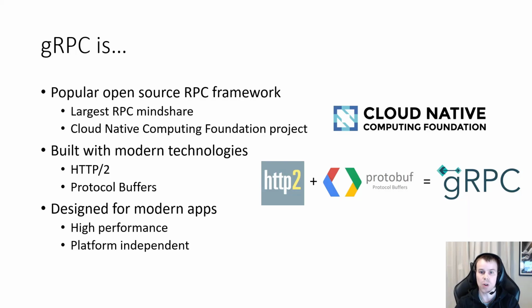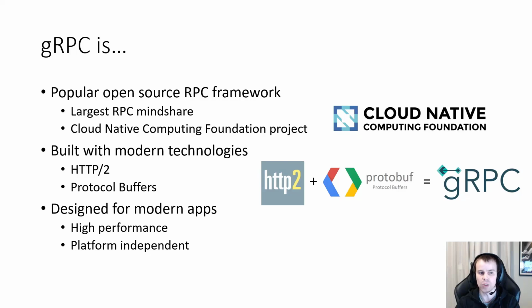gRPC is designed for modern applications, particularly microservices. It's very high performance. HTTP2 includes a number of performance benefits over HTTP1, and Protobuf is a binary serialization technology. It produces very small messages, and message payloads sent between your clients and your servers should be much smaller than text-based JSON.